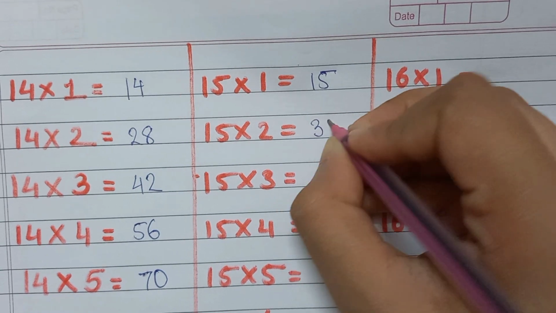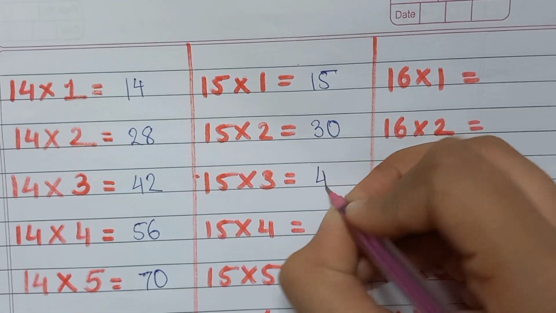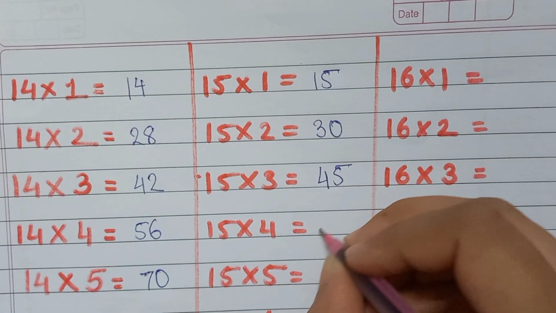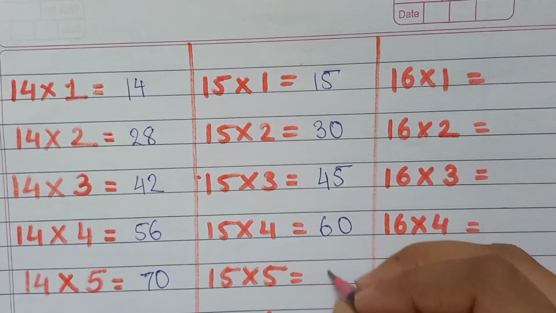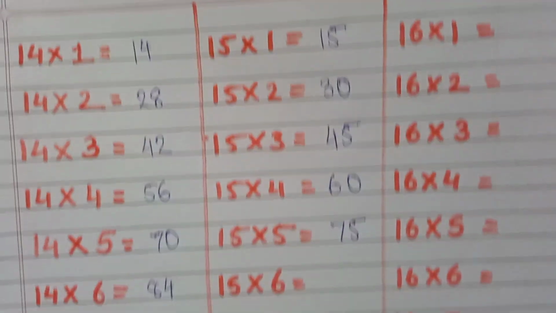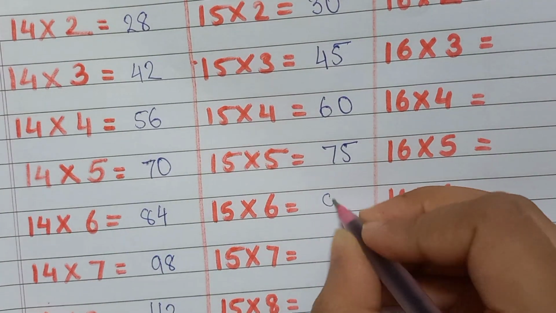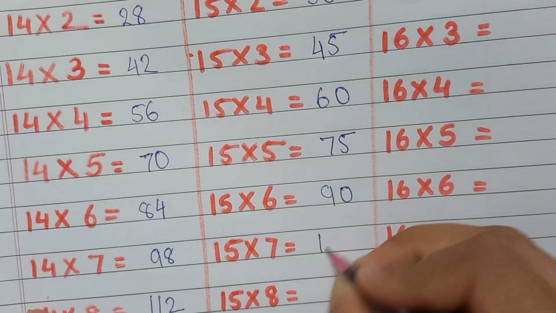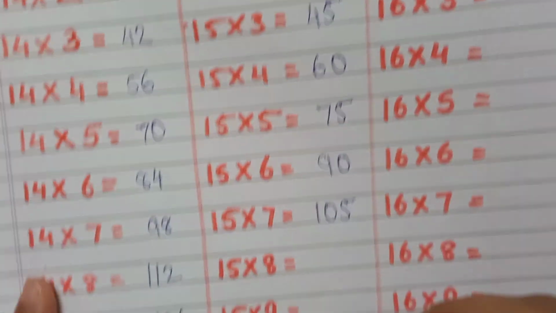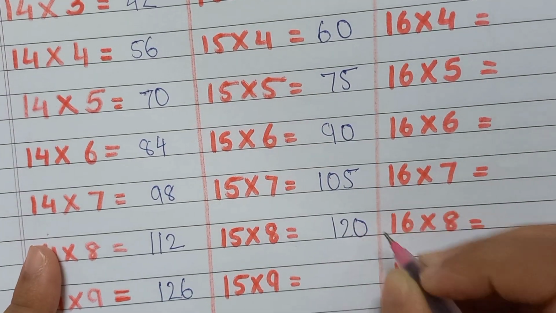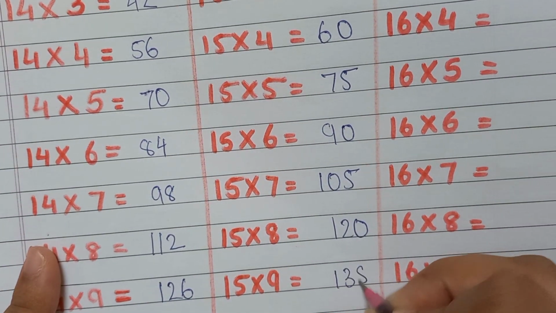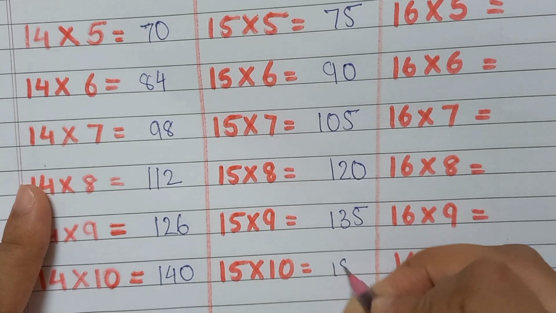15 twos are 30. 15 threes are 45. 15 fours are 60. 15 fives are 75. 15 sixes are 90. 15 sevens are 105. 15 eights are 120. 15 nines are 135. 15 tens are 150.